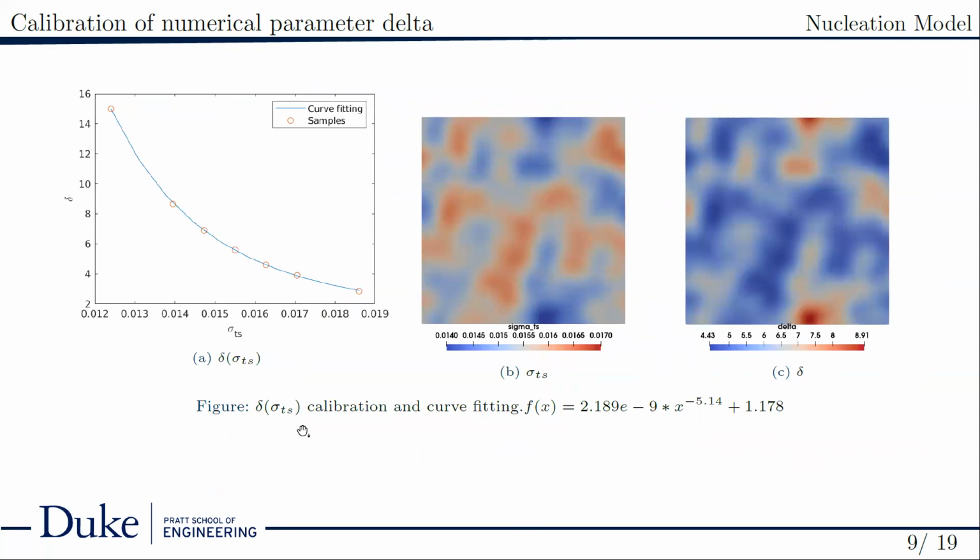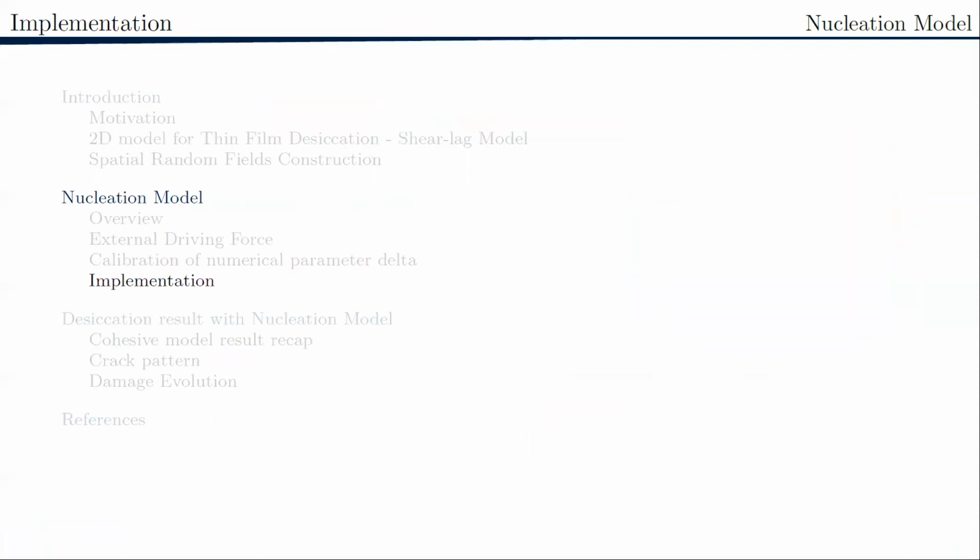For a change in tensile strength, samples of delta were calibrated from sample points of tensile strength. Fit the delta values by a smooth, continuous function. Here's an example of tensile strength field and the corresponding delta field. And this is the first time this nucleation model is implemented with spatially variant material properties. This is the new contribution from this work.